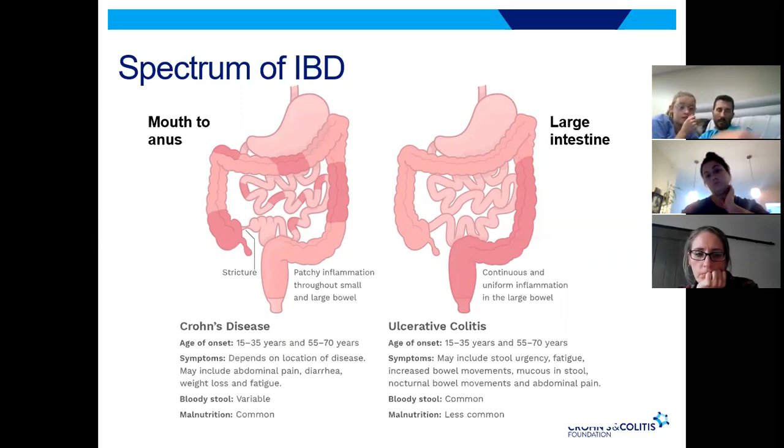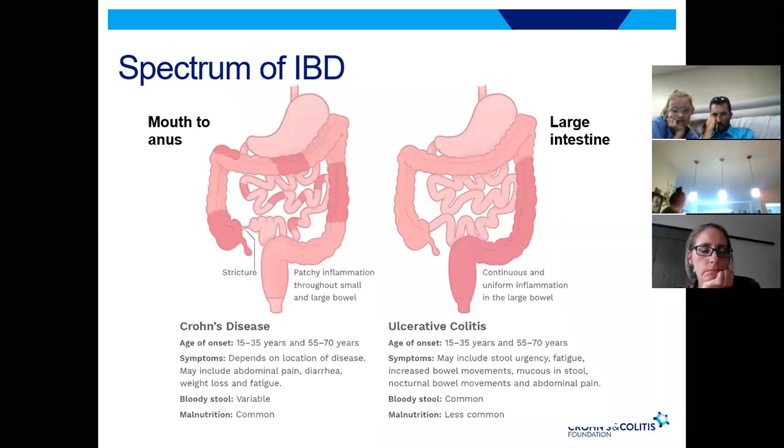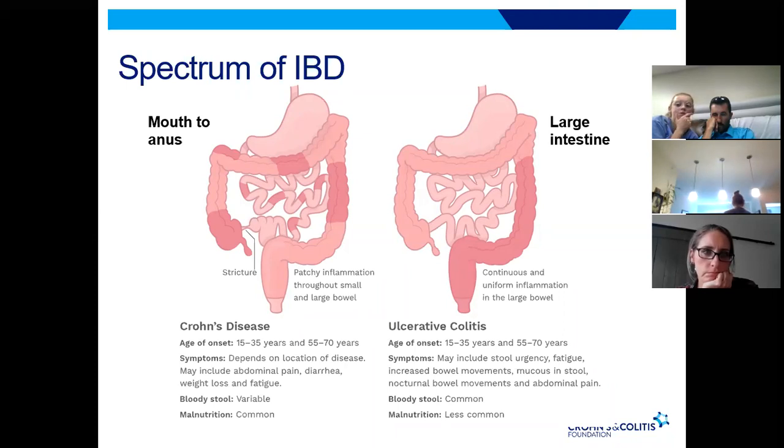Now, patients don't always read the books on how they're supposed to act, and sometimes it's very difficult to tell who has Crohn's colitis and who has ulcerative colitis. If there's small intestine involvement, you know it is most likely Crohn's disease. But if the colon is involved, sometimes it's very difficult to tell Crohn's disease and ulcerative colitis apart. Next, please.